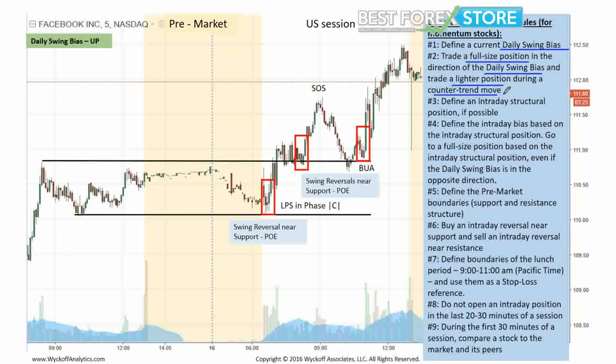And that's only if you're relying on the daily swing bias, right? And we've talked about what that is, right? So you want to define the swings as they are, and then give more weight to the positions in the direction of that daily swing bias. But you also can define an intraday structural position, and you can develop an intraday bias based on that intraday structural position.